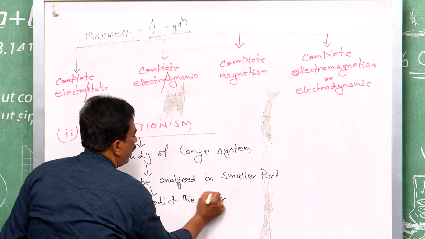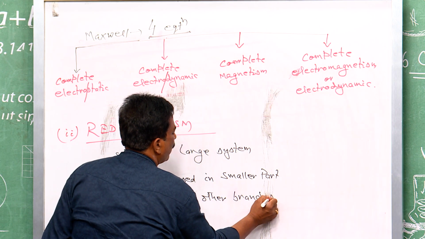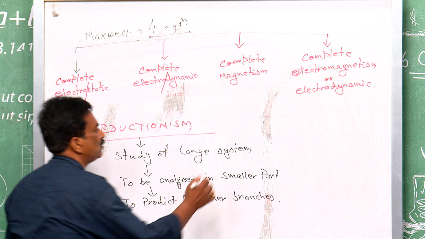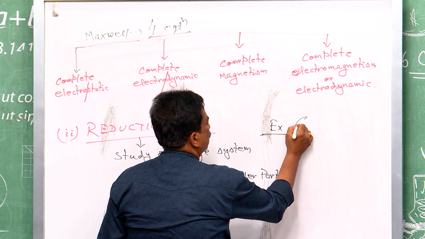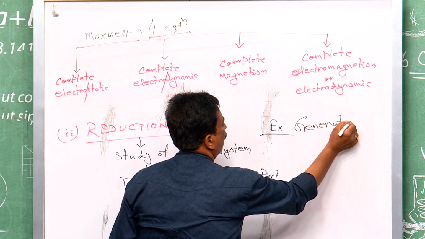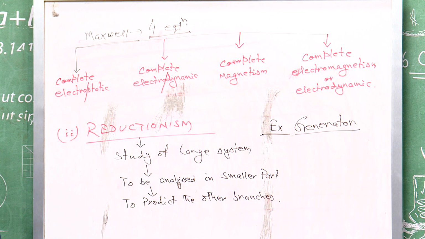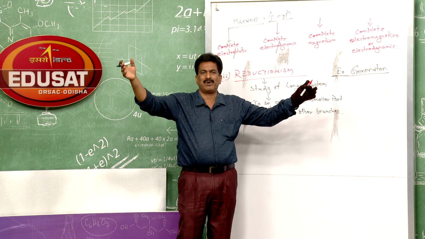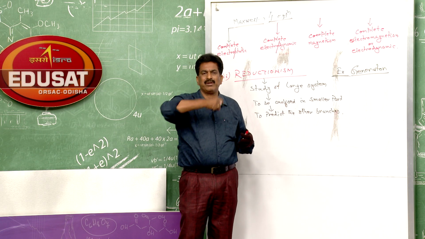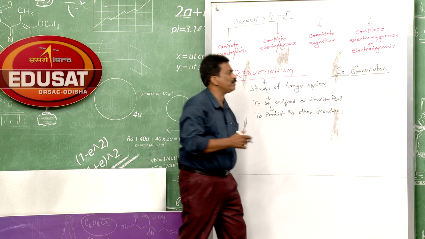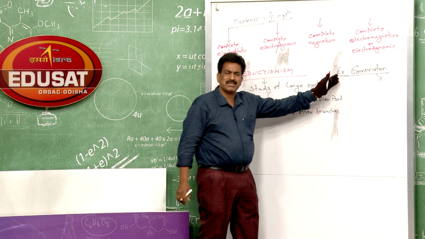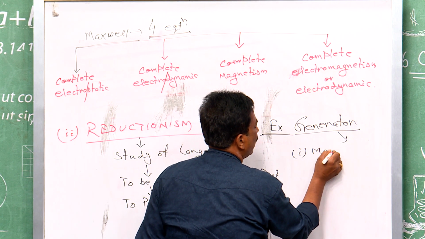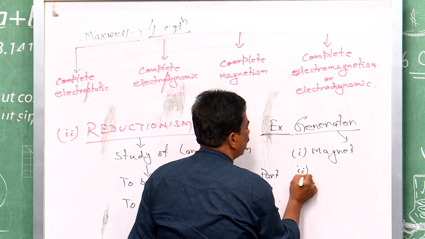It is also used to predict other branches, and this is known as reductionism. Let me give you one example, the generator. You have heard the name of the generator, but what is a generator? You have seen a large-shaped generator, where just by wheeling it, it starts and produces current. And if this generator is reduced, it consists of a magnet and an armature.